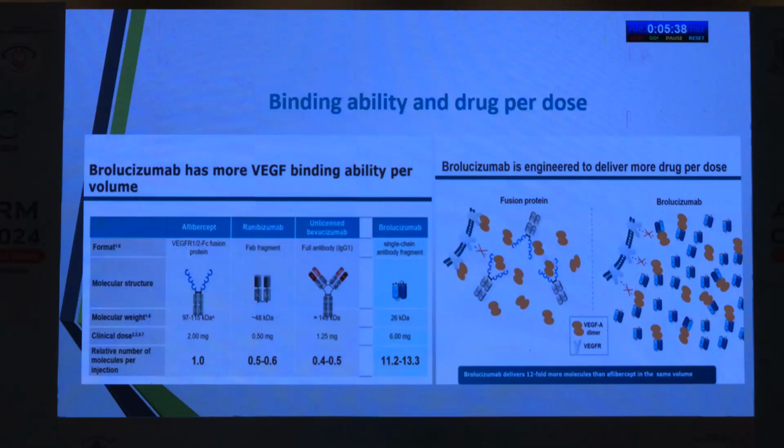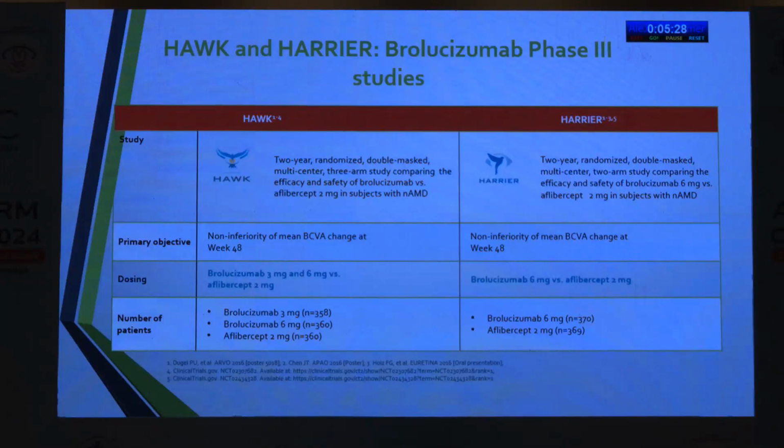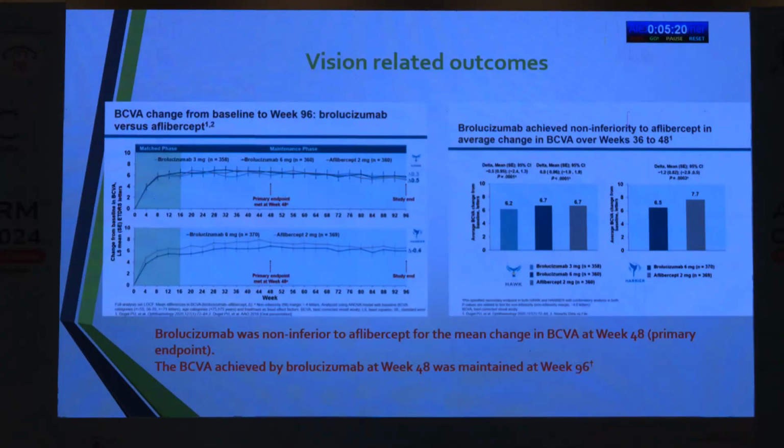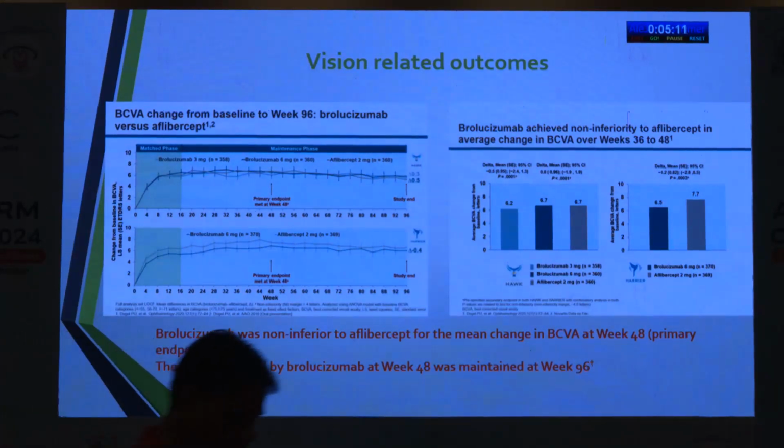The advantage of brolucizumab is that it has more VEGF binding ability per volume, and it also delivers more molecules than aflibercept in the same volume, almost 12 times more than aflibercept. These are the 2 landmark trials, the HAWK and HARRIER trials, where they compared brolucizumab with aflibercept. We will briefly see the outcomes of the studies. You can see here that brolucizumab was non-inferior to aflibercept for the mean change in BCVA at week 48, which was the primary endpoint, and this was maintained till week 96 in both the studies.